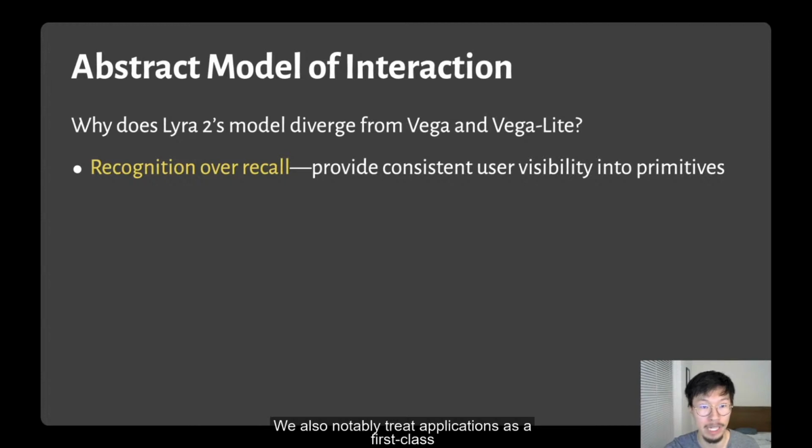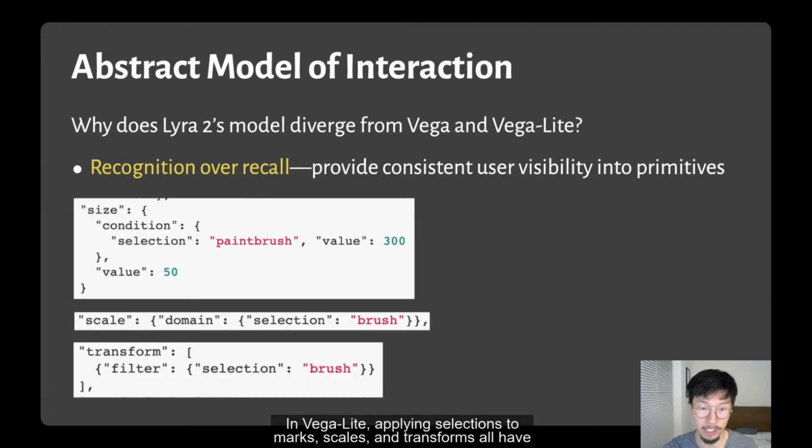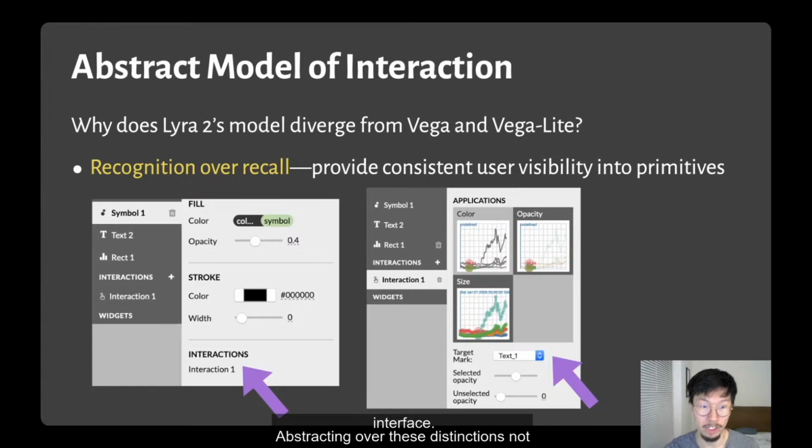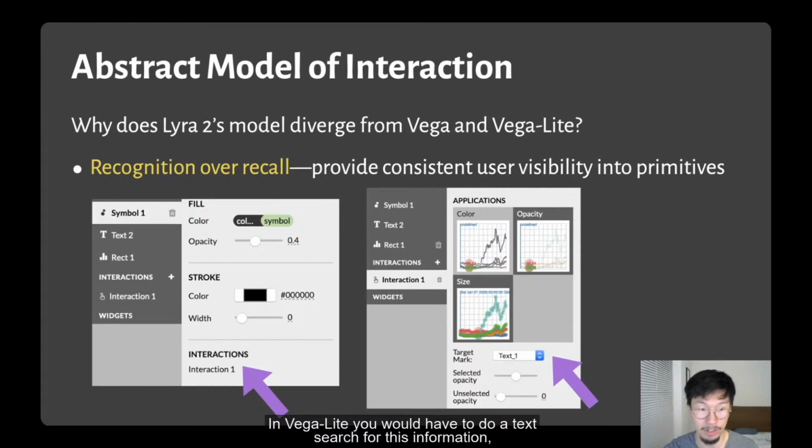We also notably treat applications as a first-class primitive. There's no corresponding concept in Vega or Vega-Lite. In Vega-Lite, applying selections to marks, scales, and transforms all have subtly different syntax, which are irrelevant to a graphical interface. Abstracting over these distinctions not only simplifies the mental model for users, but also allows us to associate interactions with both the source selection and the target element, and surface this as a two-way linking in the interface. In Vega-Lite, you would have to do a text search for this information, but our design increases user visibility into the system state.